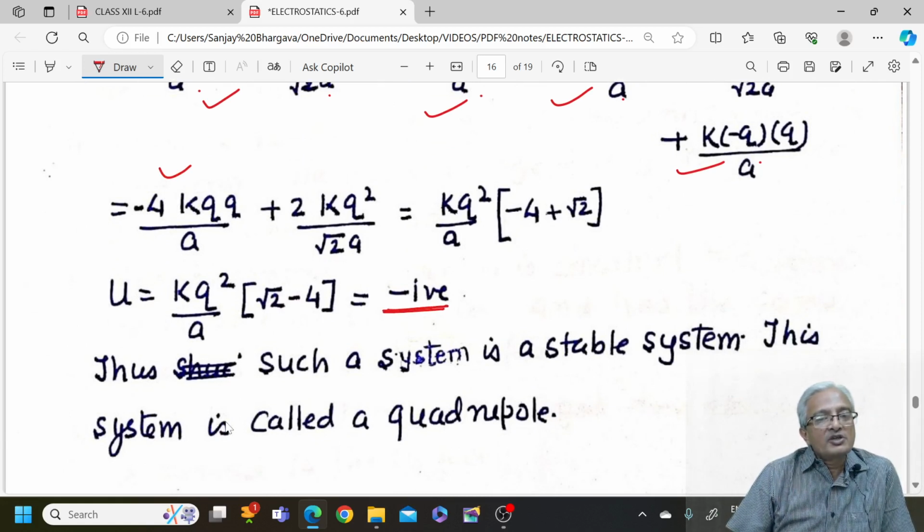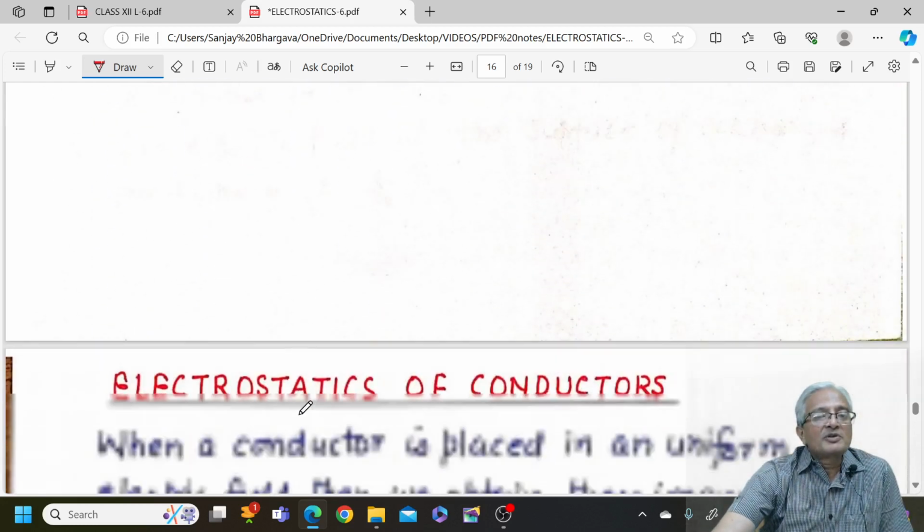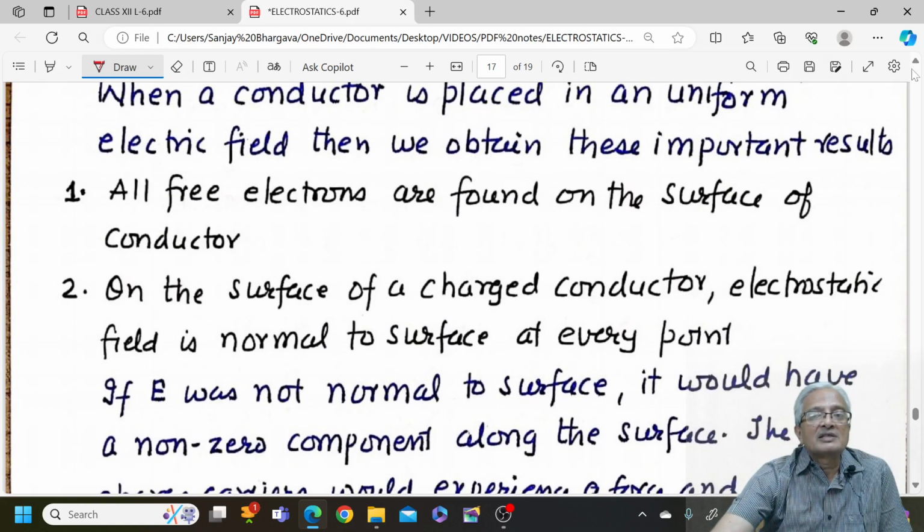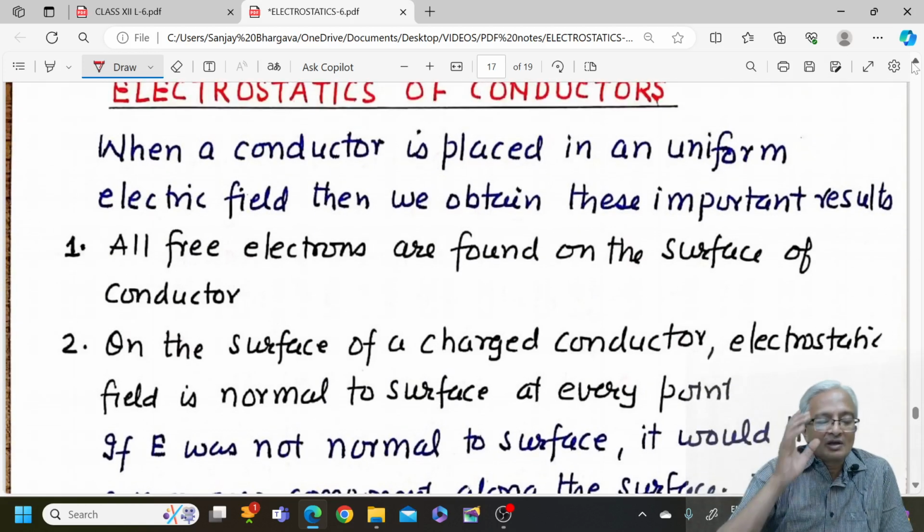What does the negative sign show? Such a given system is a stable system. And in physics, such a system is basically called a quadrupole system. So what types of systems do exist in physics? A monopole exists, a dipole exists, and a quadrupole. There is something called a tripole, but we do not have a stable 3-charge system.